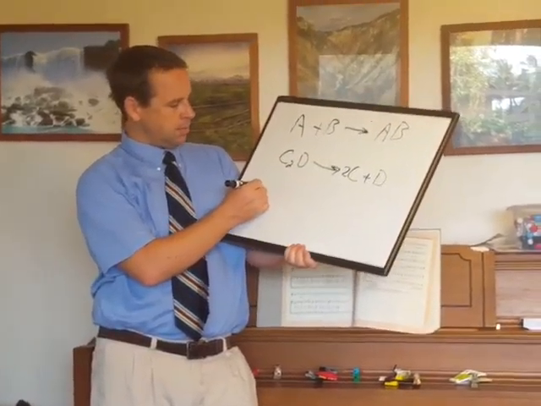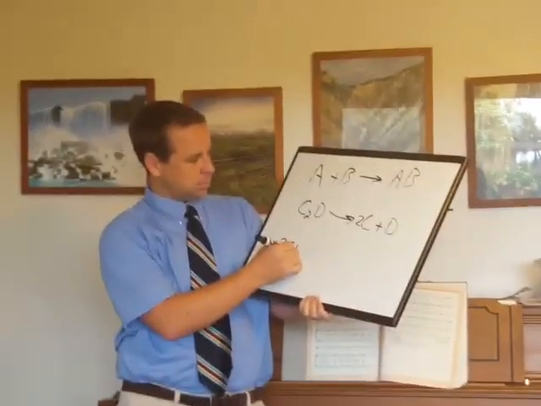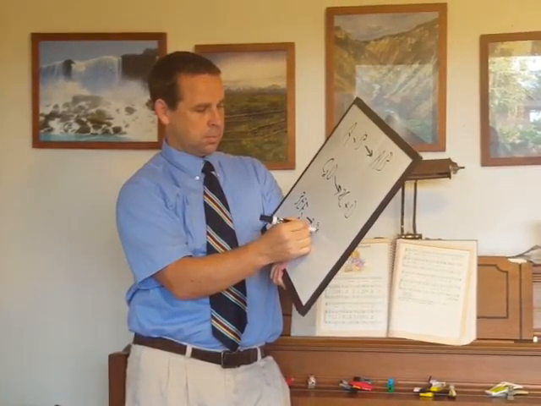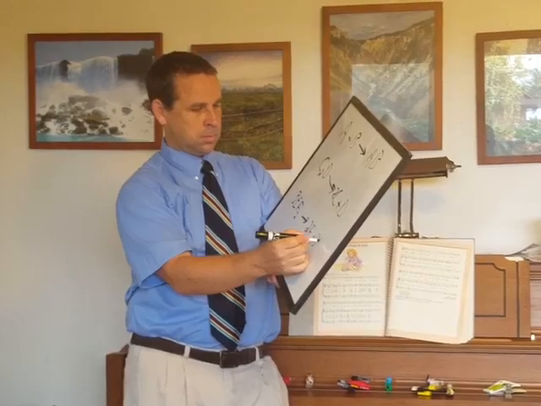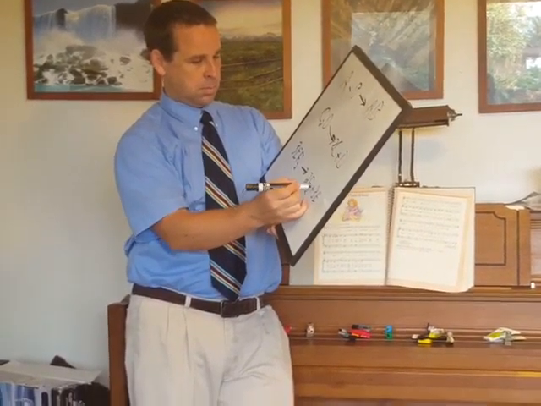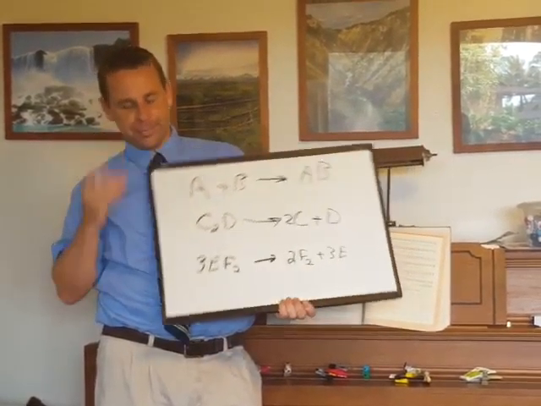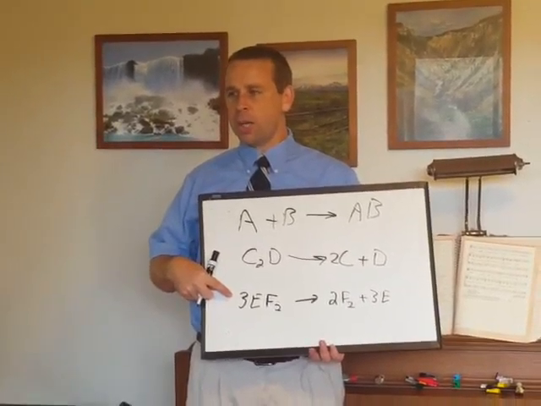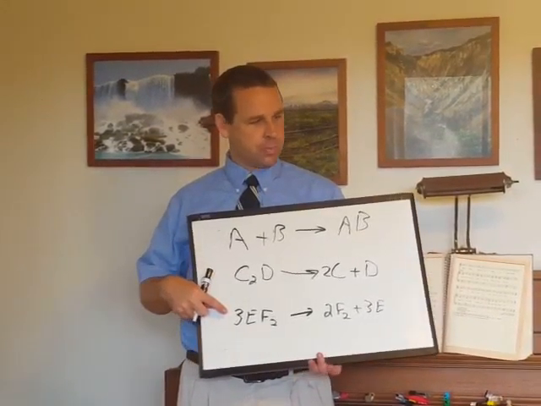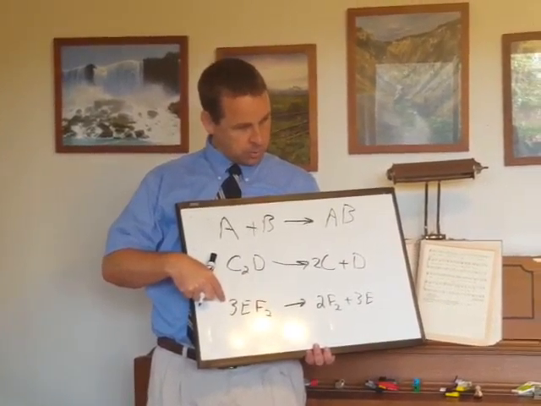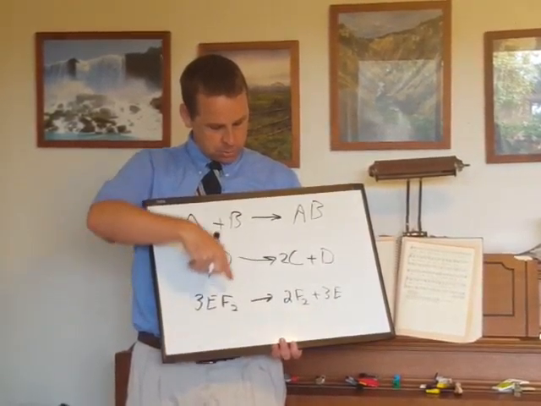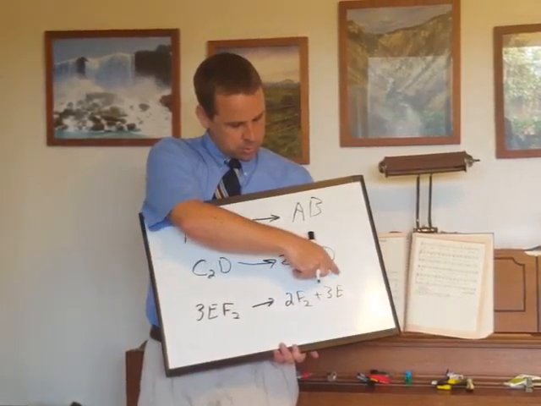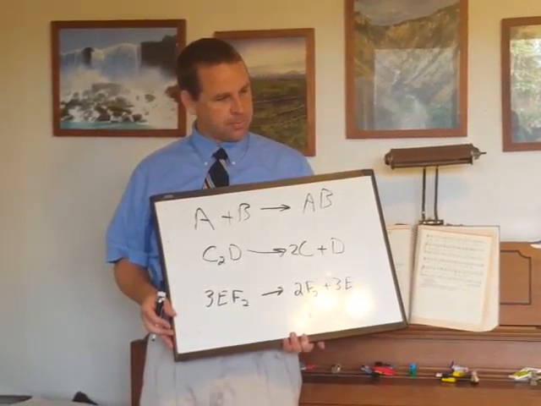Let's try another one, okay? Here's another chemical reaction. Would somebody like to help me with the stoichiometry here? All right, Brady, let's hear it. 3EF2 breaks down into 2F2 plus 3E. Okay, very good.